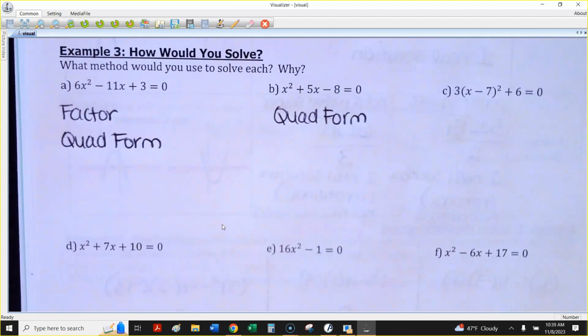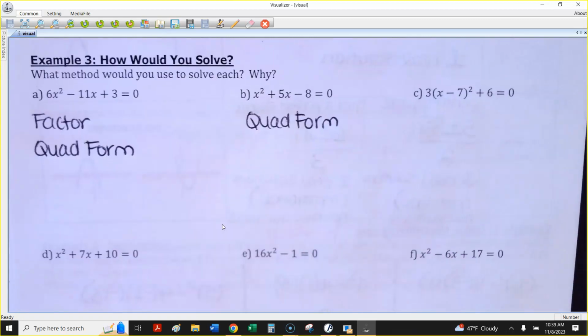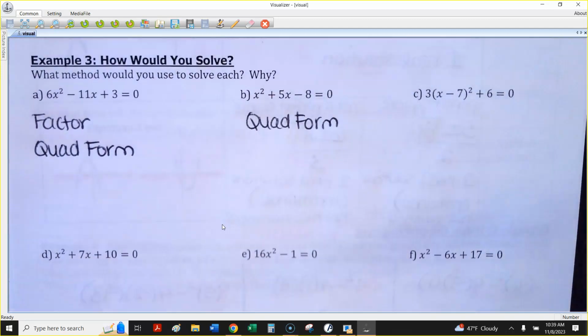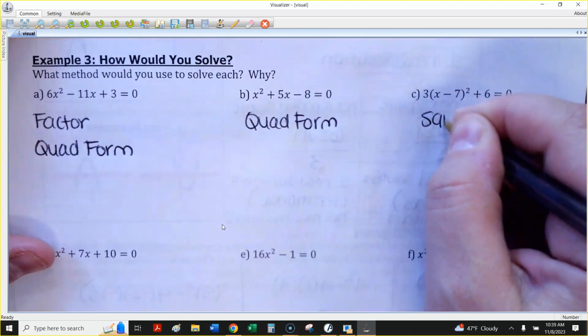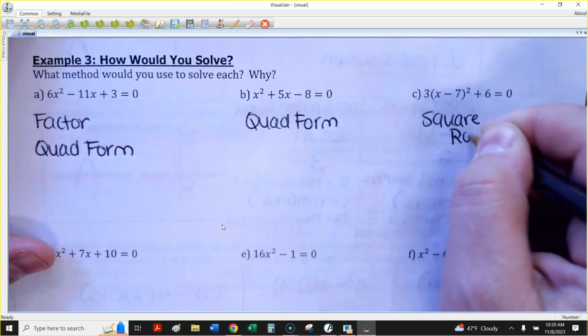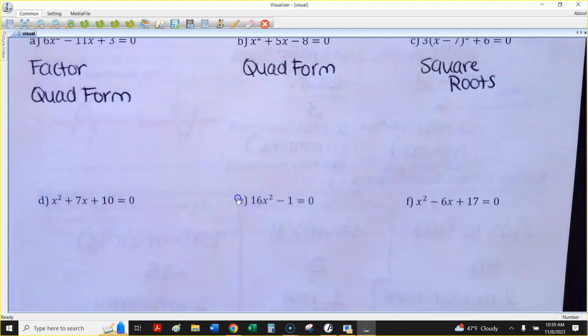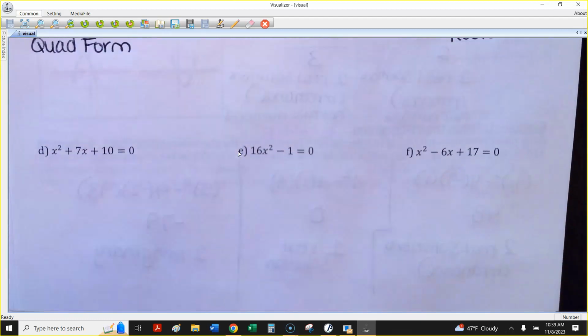What would you maybe try for the last one here in that row? What would be the fastest way to solve that, of the 5? For sure, if you've got that set of parentheses, don't FOIL. Save yourself the time. I would just isolate those parentheses and take the square root of both sides.